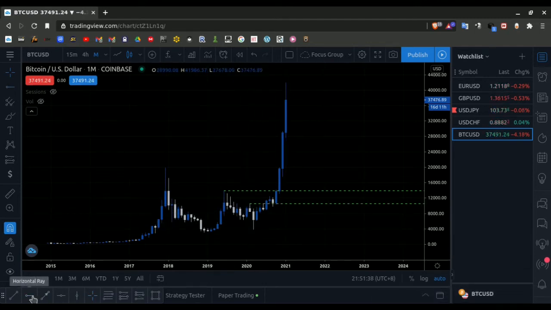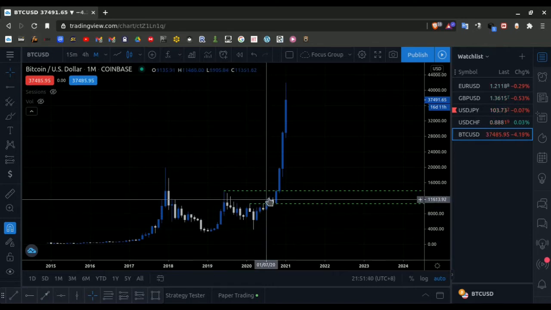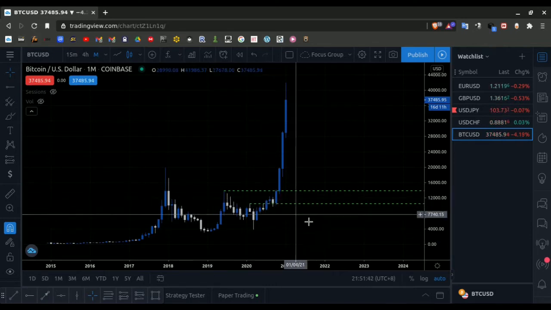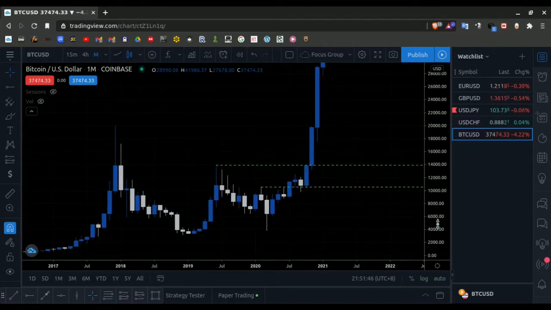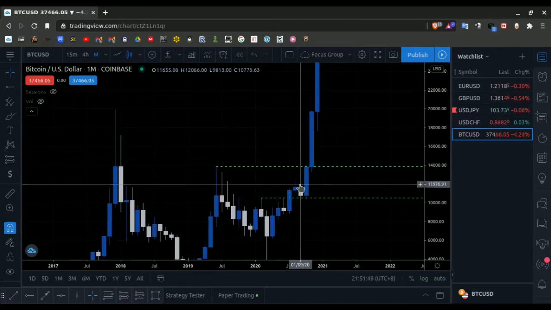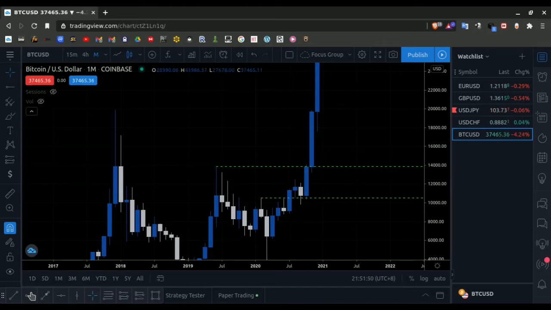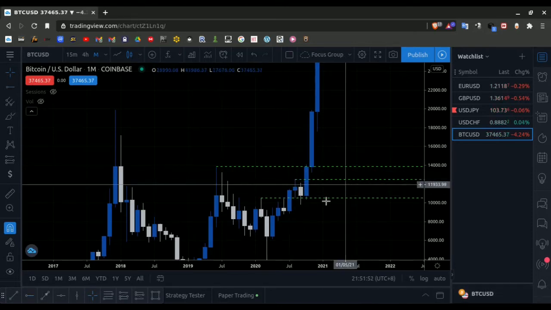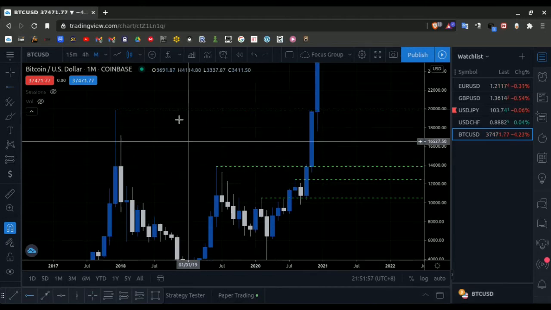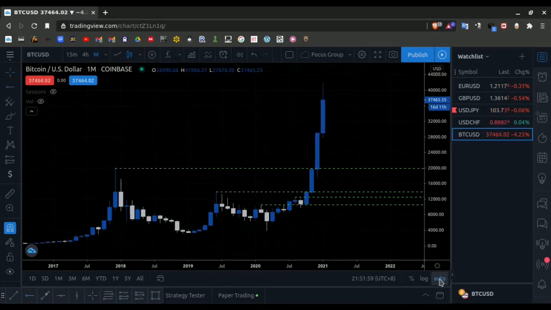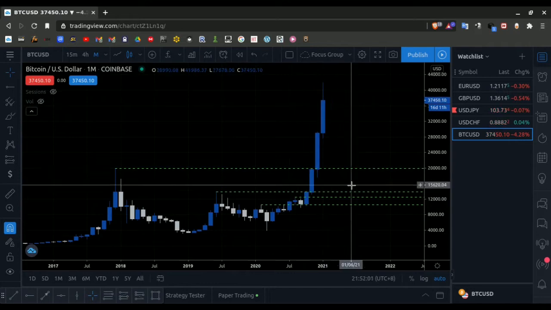And there's another small swing, as you can see right here. Let me zoom in a bit more closely. As you can see, there's another swing right here. So that's another swing that was broken, and then ultimately there's this swing that was broken. So there's a lot of swings that were broken ultimately with this parabolic run.